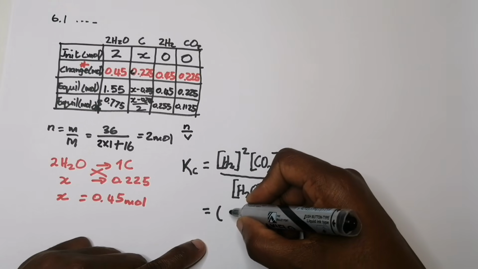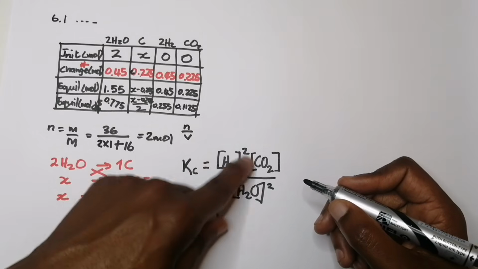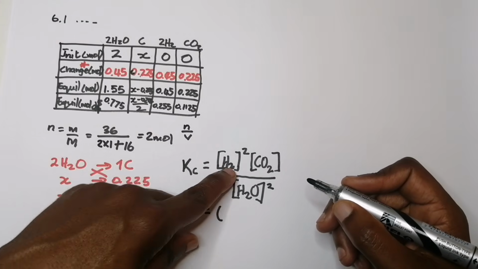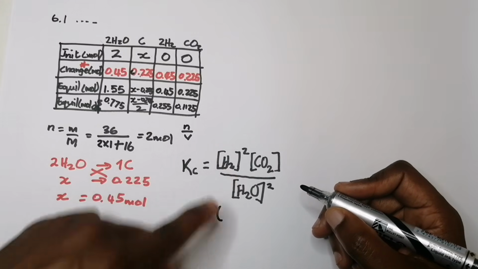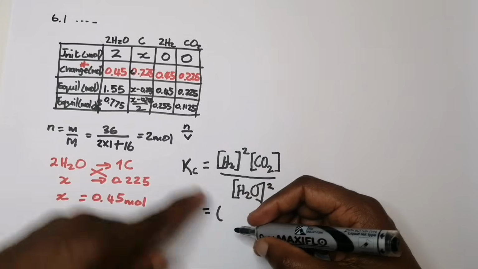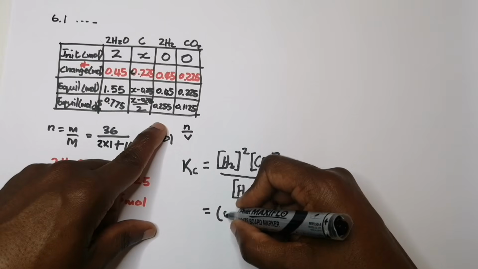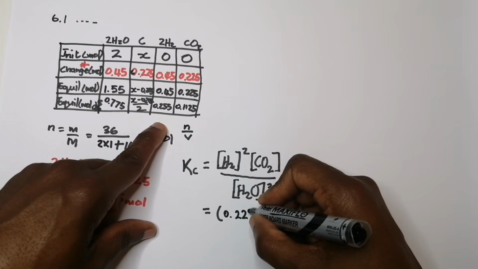Okay, so now let's calculate. So note, now I'm moving from square brackets. Remember, square brackets tell us about concentration. Now I'm substituting the concentration. Hydrogen, that's 0.225.